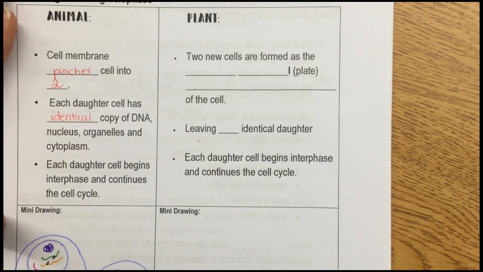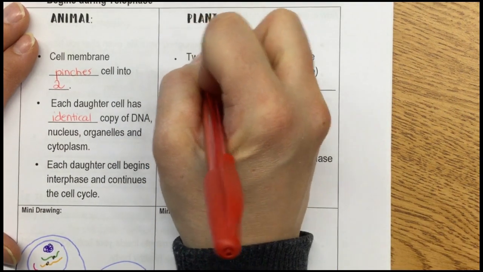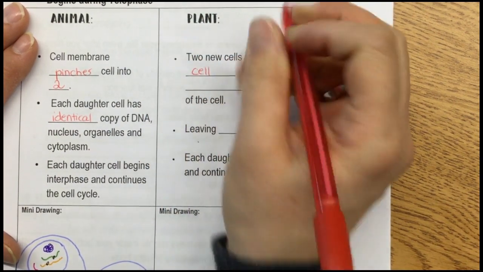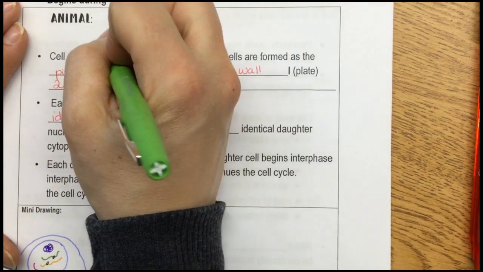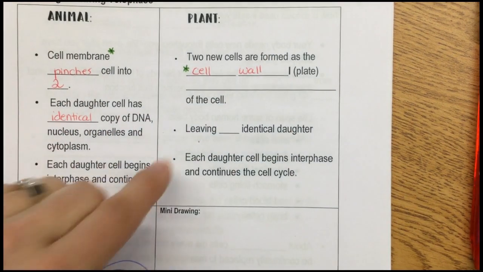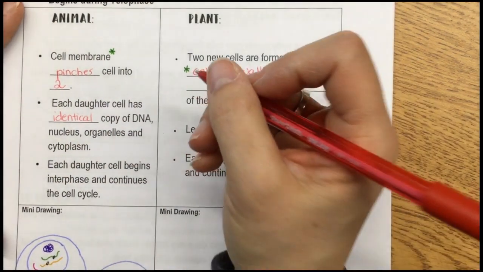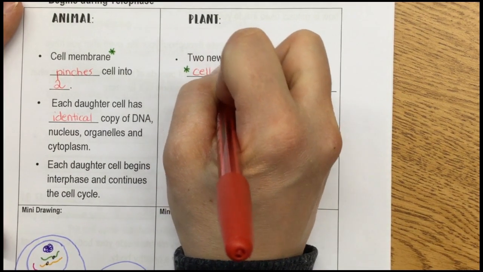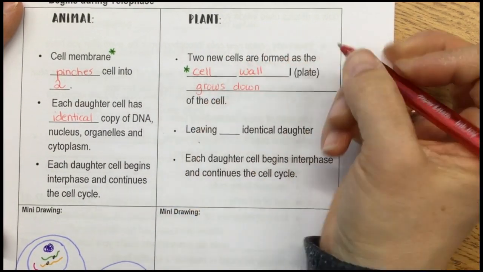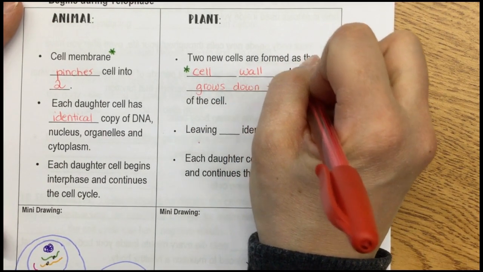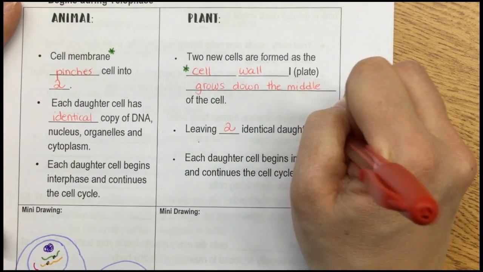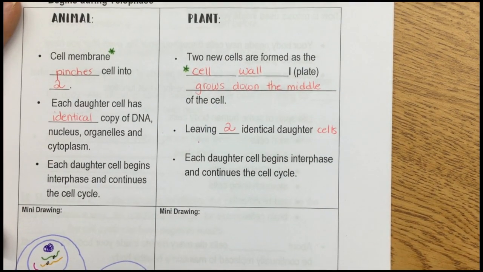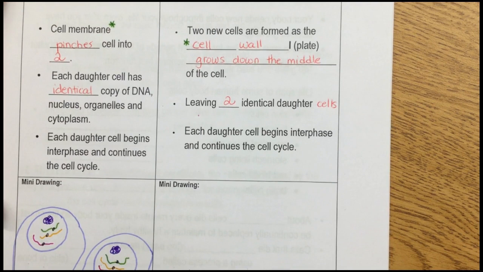Okay, here two new cells are formed as the cell wall. That's key. Okay, so cell wall, this is key. Just like over here, cell membrane, that's key. That's the big difference, okay? So the cell wall or the cell plate grows down the middle of the cell, leaving two identical daughter cells. Okay, each daughter cell begins interphase and continues the cell cycle.